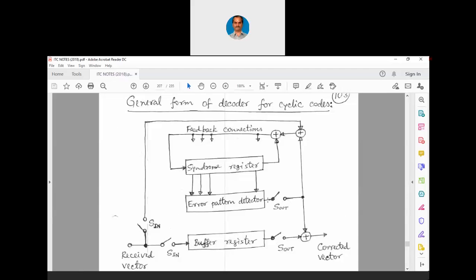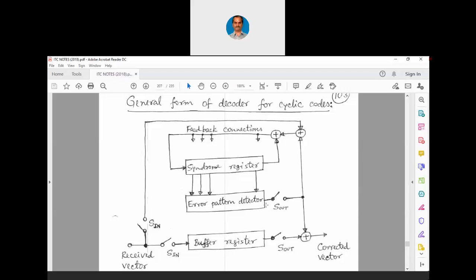Now this error pattern detector is basically a combinational circuit, and in this error pattern detector it is going to check always one bit error, that too at the MSB. Now let us say at the MSB there is an error and that will be corrected immediately by the error pattern detector, and we are assuming right now only one bit error detection, one bit error correction.